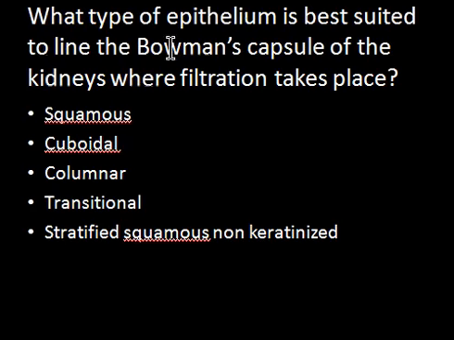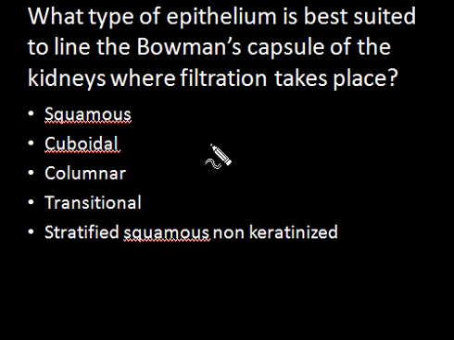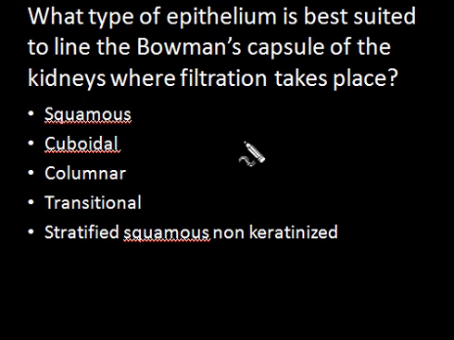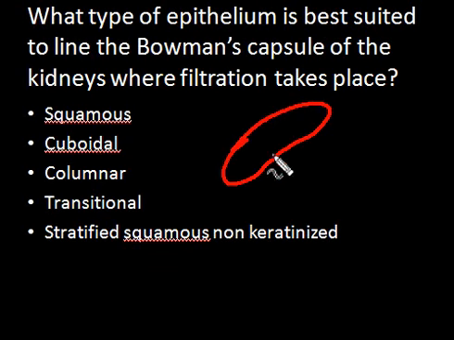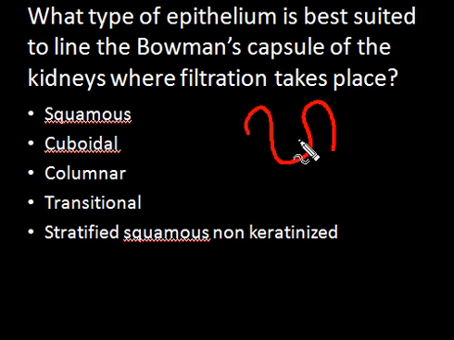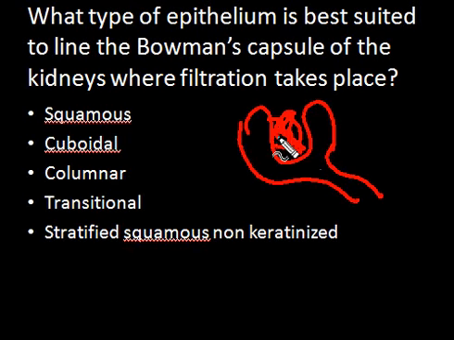Let's look at this question. What type of epithelium is best suited to line the Bowman's capsule of the kidneys where filtration takes place? Now, where filtration takes place, it means that substances, so let's say that this is the epithelium, or let me just draw the Bowman's capsule. The Bowman's capsule looks something like this. And then, there are capillaries present here inside, which are known as the glomerulus. And from the capillaries, fluid has to pass out, pass through, and come down here.